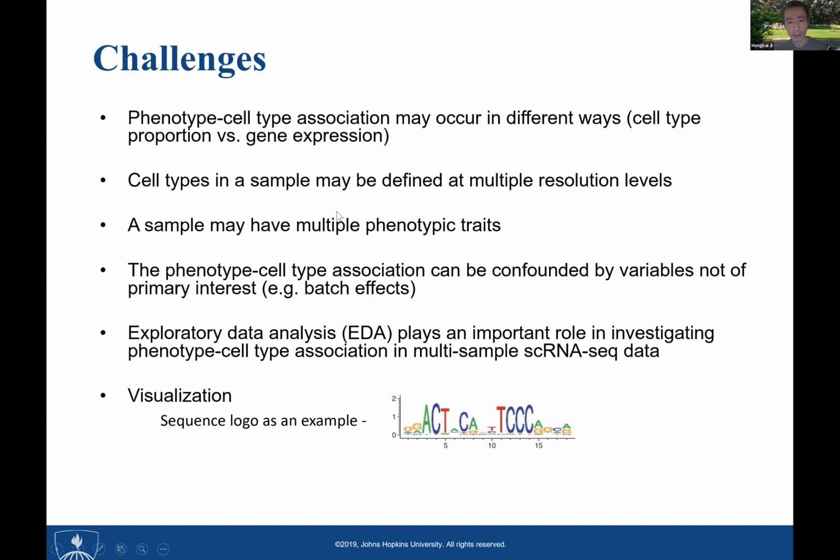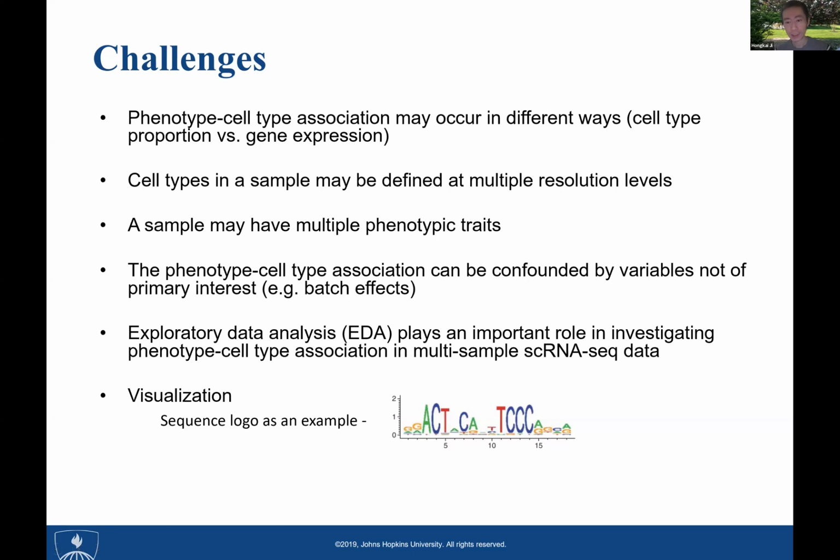Because of all of this, answering the question of which cell type is associated with phenotype is not easy. It's actually quite complex. You need to do many explorations, trying different feature types, whether cell type abundance or gene expression, trying different cell type resolution levels, trying different phenotypic traits separately or jointly, and trying to adjust for different potential confounders, adjusting for age, sex, and many other covariates, et cetera, to see whether your conclusions are robust or influenced by different factors. And this will amount to many combinations of analysis.